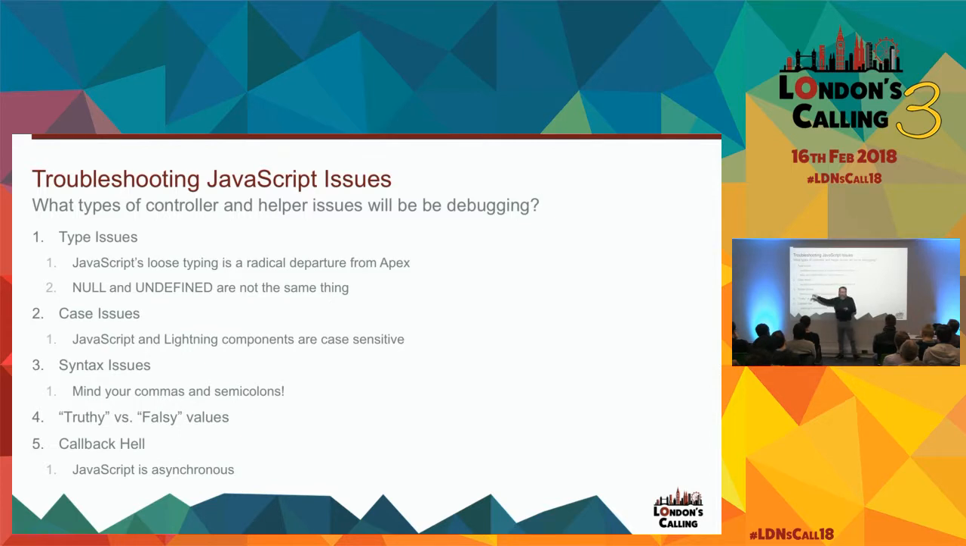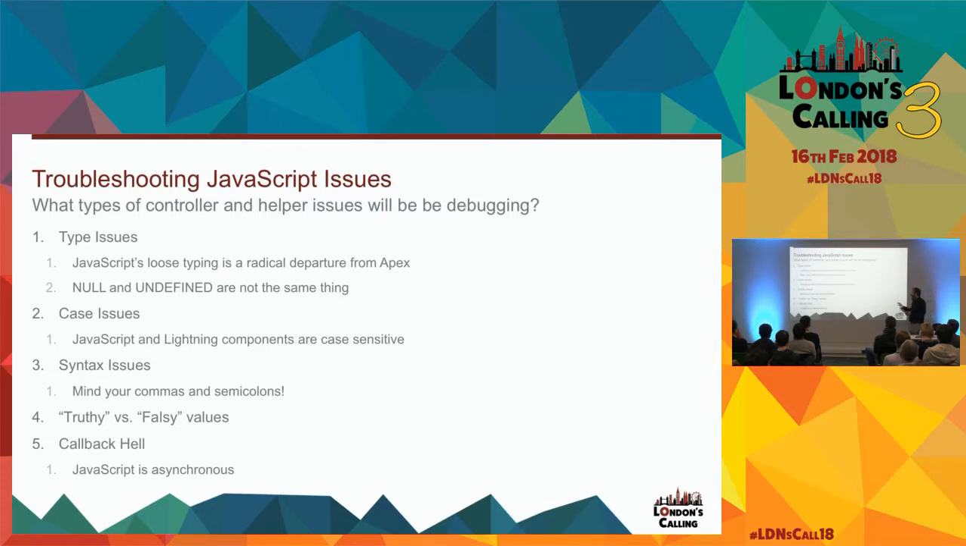Case issues. JavaScript is case sensitive. Apex is case insensitive. The first time you experience this, you say, I'm referencing my variable by the right name. What's going on here? Well, maybe you're using camel case. Maybe you're using Pascal case. Maybe you're using all caps because you're yelling at yourself. You have to follow your case, otherwise you won't be able to find your code. JavaScript will freak out because it doesn't find the right variables.